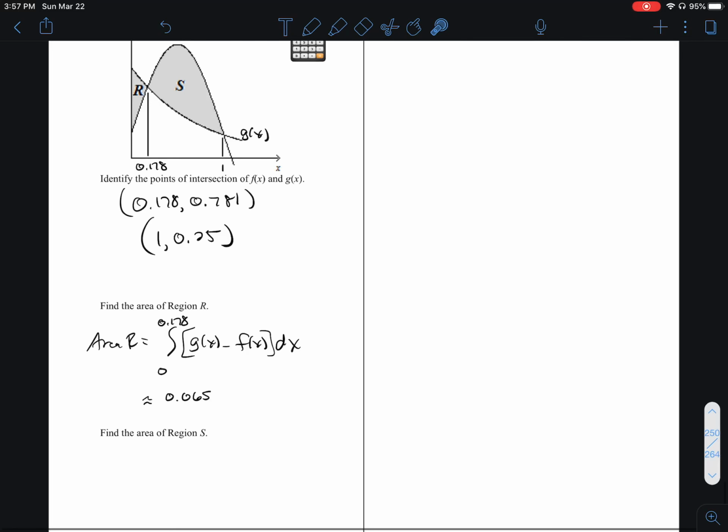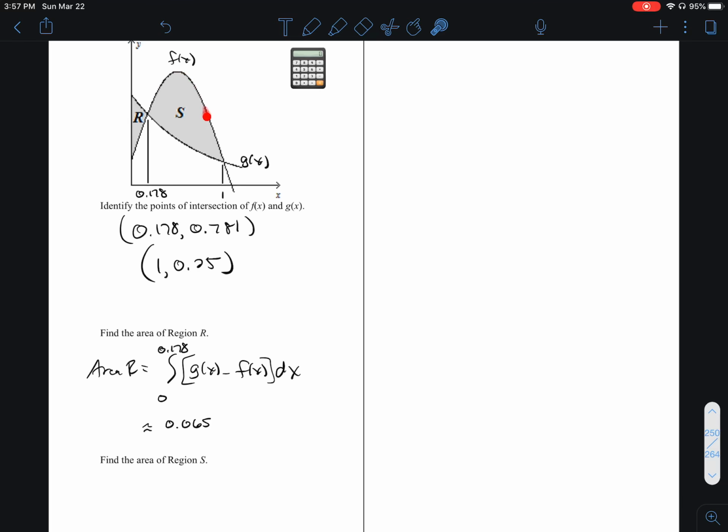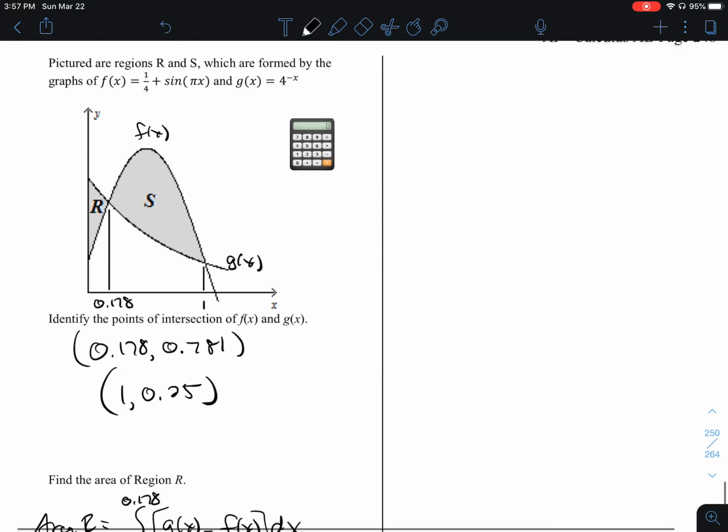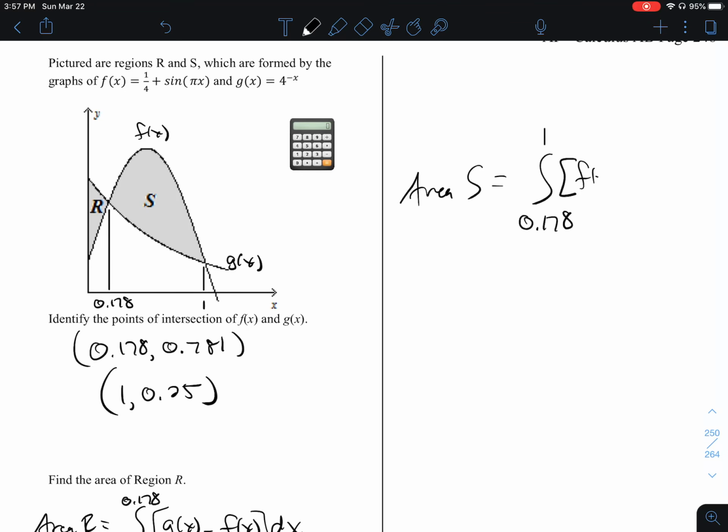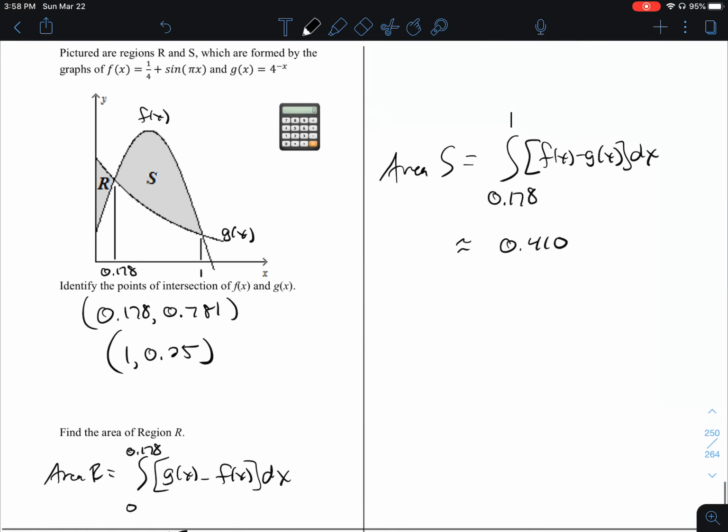Find the area of region S. Well, for region S, which is the upper curve? That's f of x, and g of x is the lower curve. And we're going from 0.178 to 1. I'm just going to write this down here, then transfer it. Area of S, lower bound is 0.178, upper bound is 1. We have function f minus function g. F is higher, g is lower. And I found this to be about 0.410, all with my calculator.